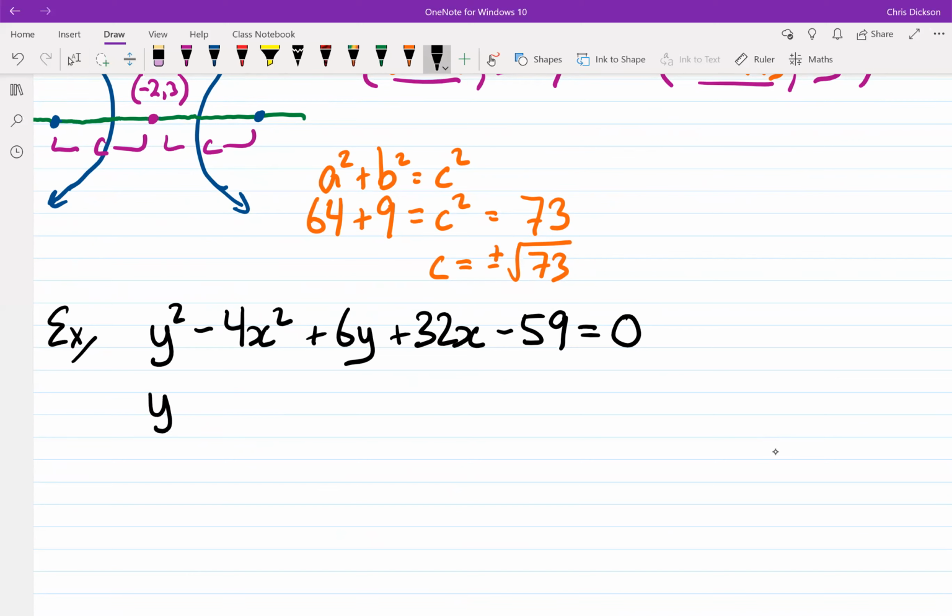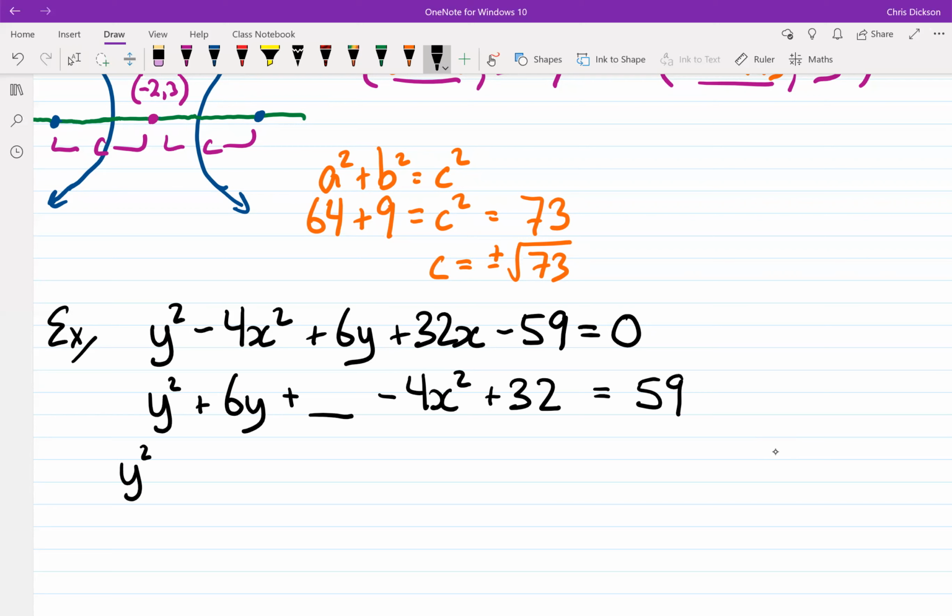And I'm going to group my y terms together first because they're kind of in the beginning. And I leave a space to complete the square. And then I go negative 4x squared plus 32x. And then I'm going to make this equal to 59. Now I need to do a little bit more organizing here because this negative 4 is a bit of a problem. I'm going to write y squared plus 6y plus a number, and I think most of you guys know what that number is, but let's just keep the suspense going.